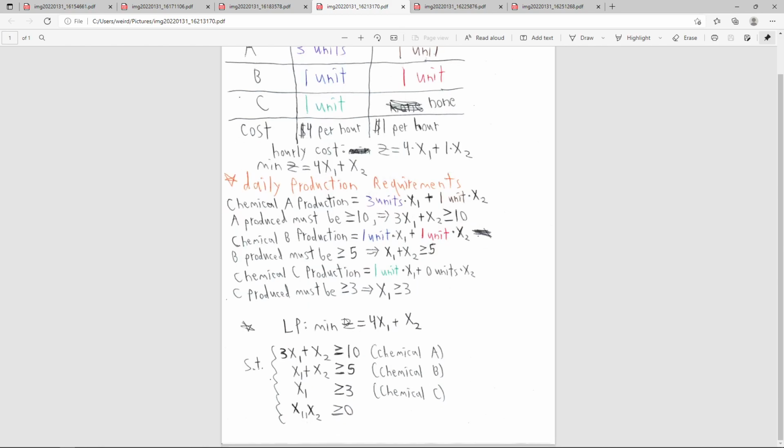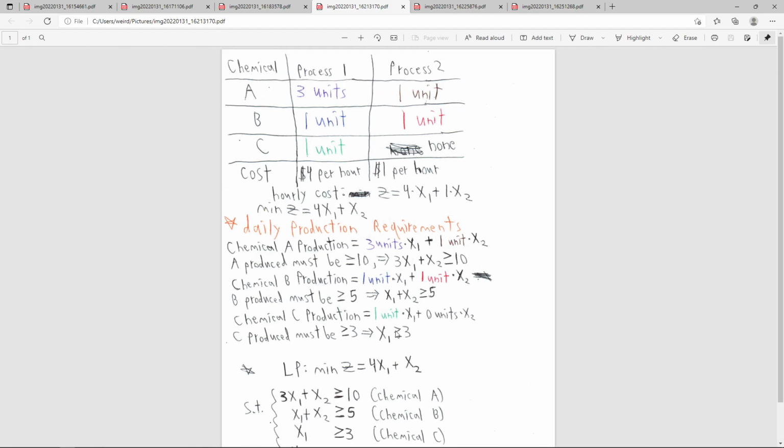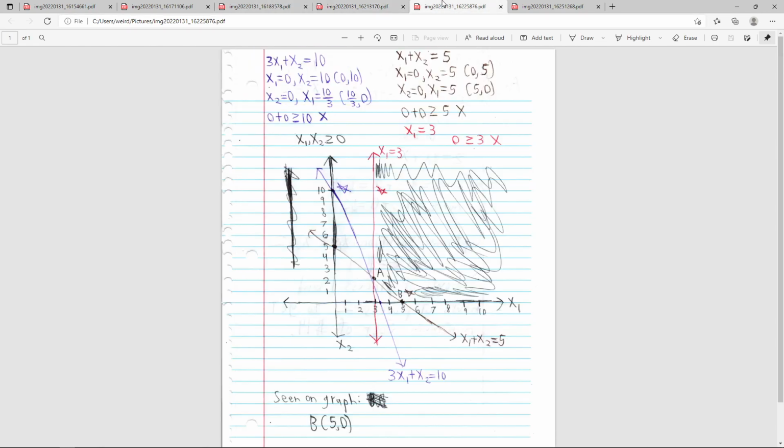And the LP is then minimum Z equals 4x1 plus x2. So I said here, then these are the constraints, plus we also have x1, x2 greater than or equal to 0. And I even put chemical A, B, and C as the constraints and where they come from. Yeah, so we solve that LP now. Same way as the other one, the Farmer-Jones problem. Only difference is we consider it as a minimization.